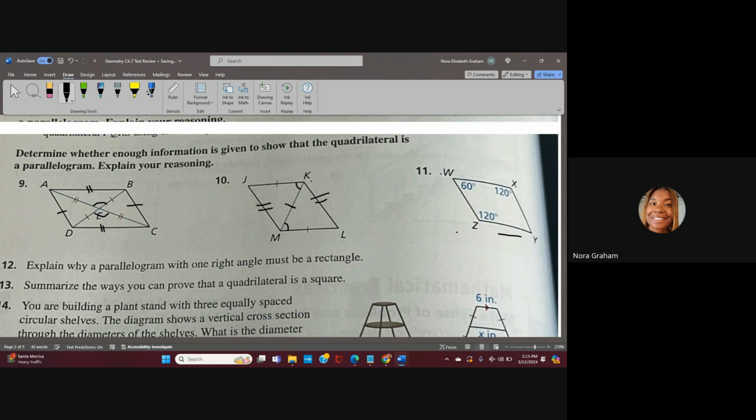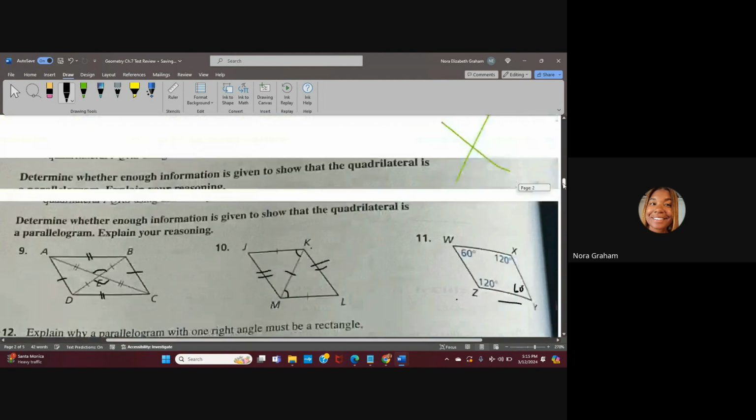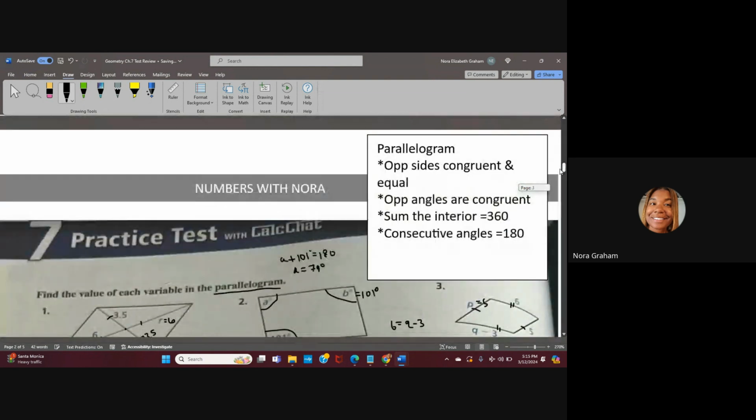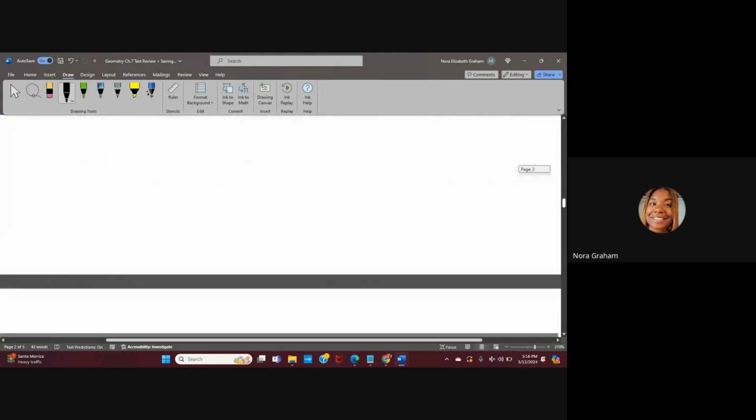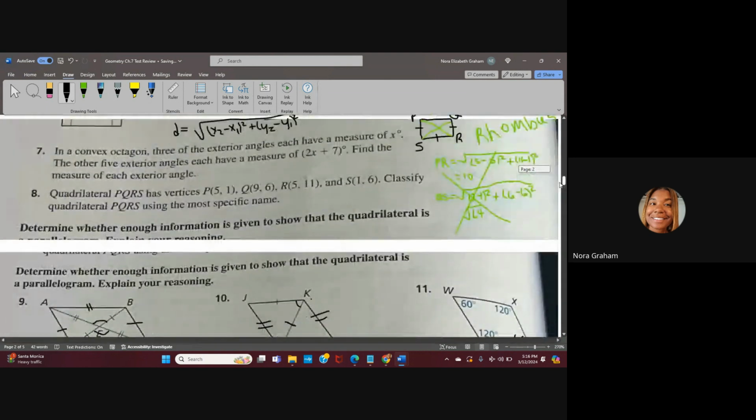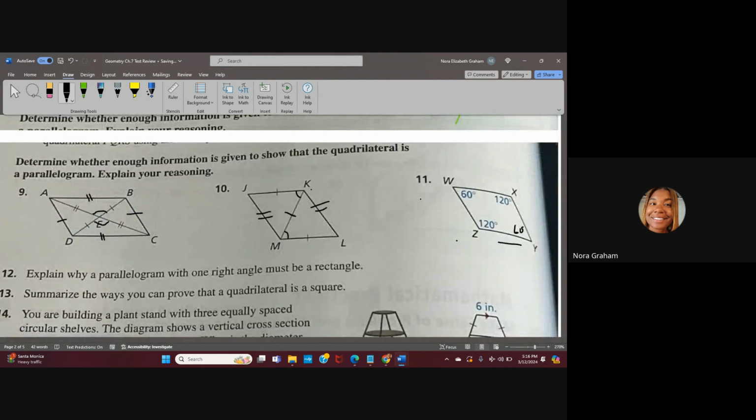For this one, W and X, if I say that these opposite sides are congruent, this is 60. If I add all these up, 120 plus 120 plus 60 plus 60, that will equal 360. And again, like I said, with our postulates, with our rules for a parallelogram, the sum of our interior angles is going to be equal to 360 degrees. So this classifies as a parallelogram. So yes, for 11 as well.